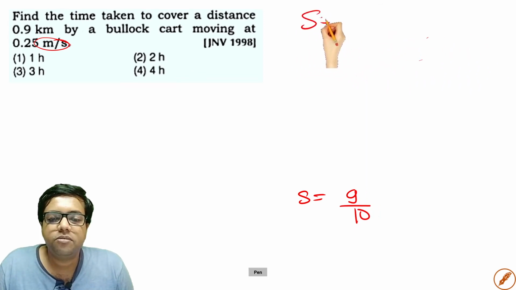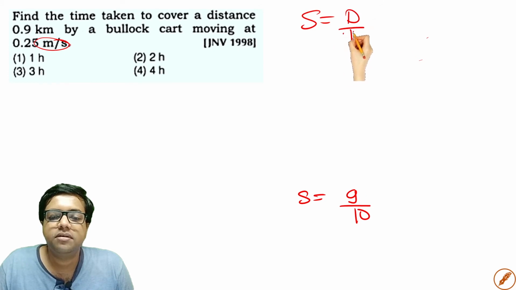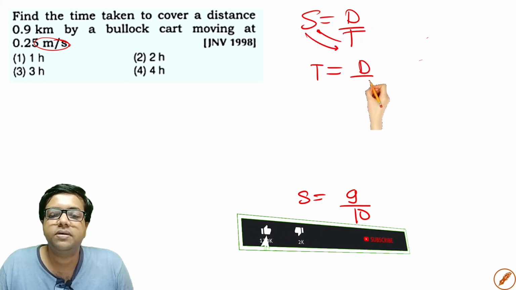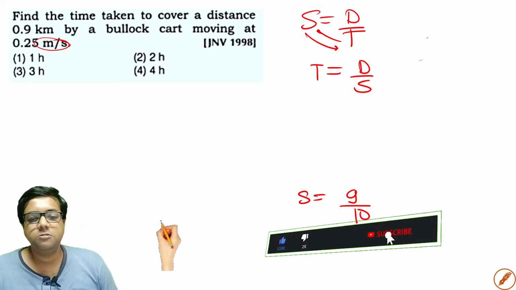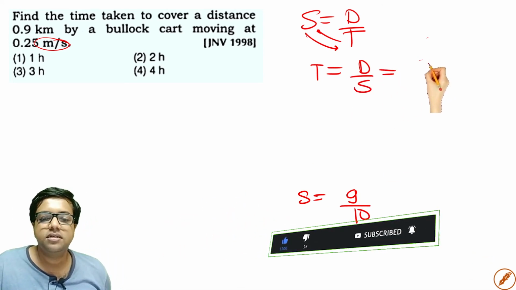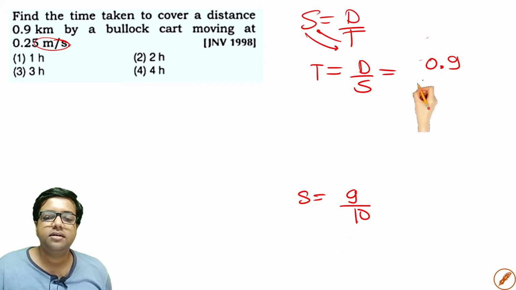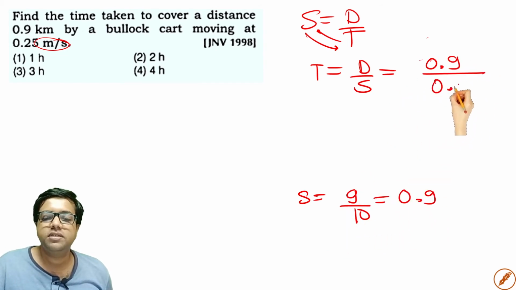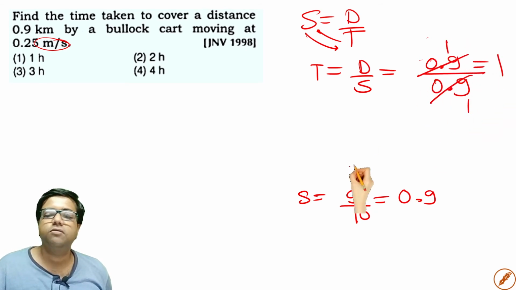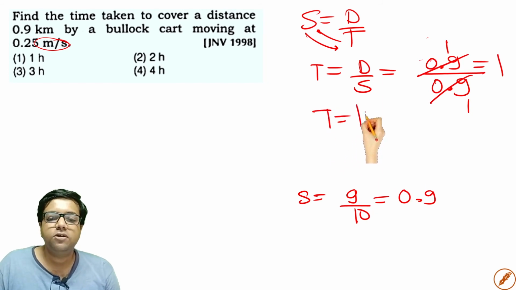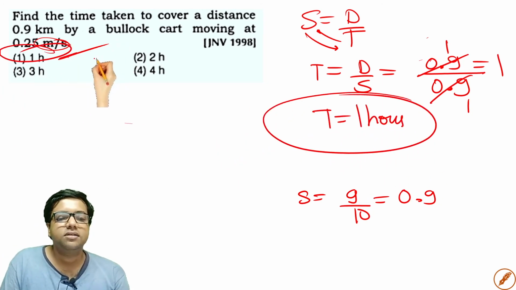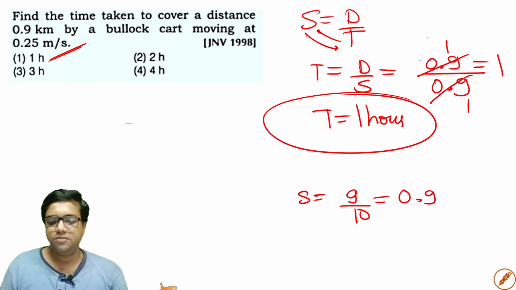So we know the formula, speed is equal to distance by time. So cross multiplying, you will get time is equal to distance by speed. And we know the distance is 0.9, and speed will also be 0.9. 0.9 ones are 0.9, 0.9 ones are 0.9, it will be equal to 1. So time is equal to 1 hour. Okay, 1 hour is the right answer. Option 1 is the right answer for this question.